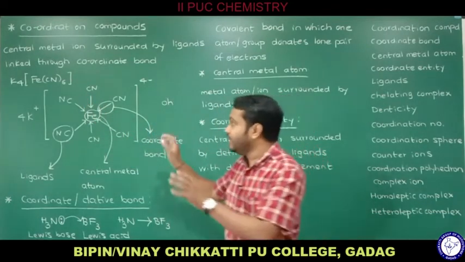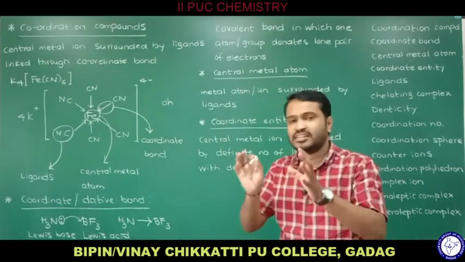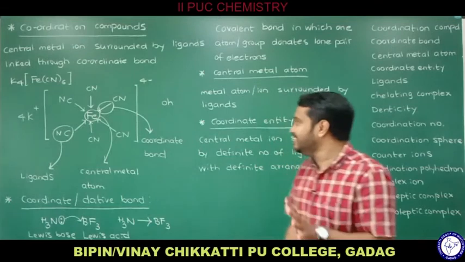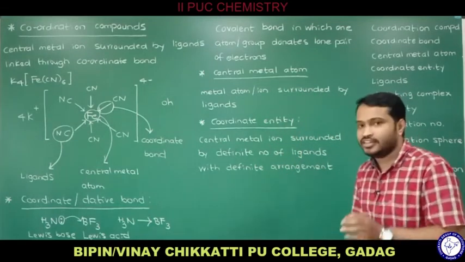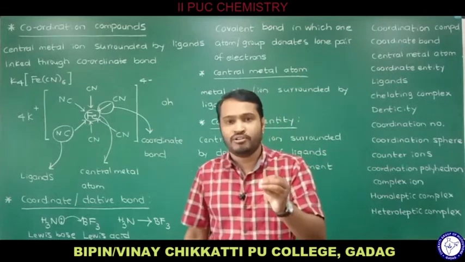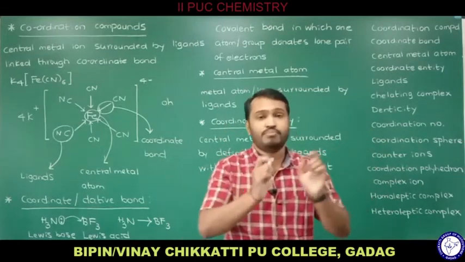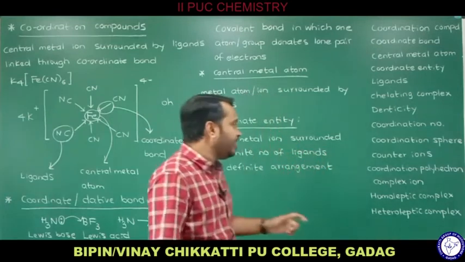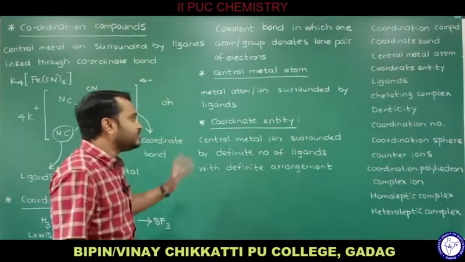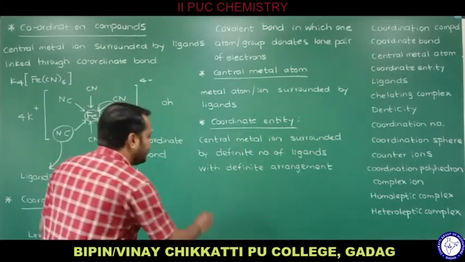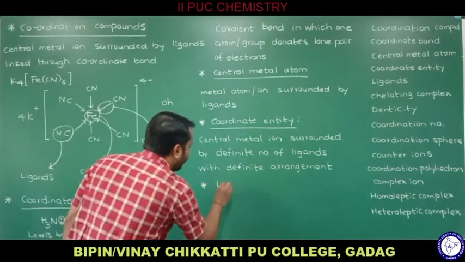So we have a fixed number of ligands and a definite geometry, and such an entity we call a coordination entity. So a coordination entity is nothing but the central metal atom or ion surrounded by a fixed number of ligands in a definite geometrical arrangement. Now we'll see what actually the meaning of ligands is.